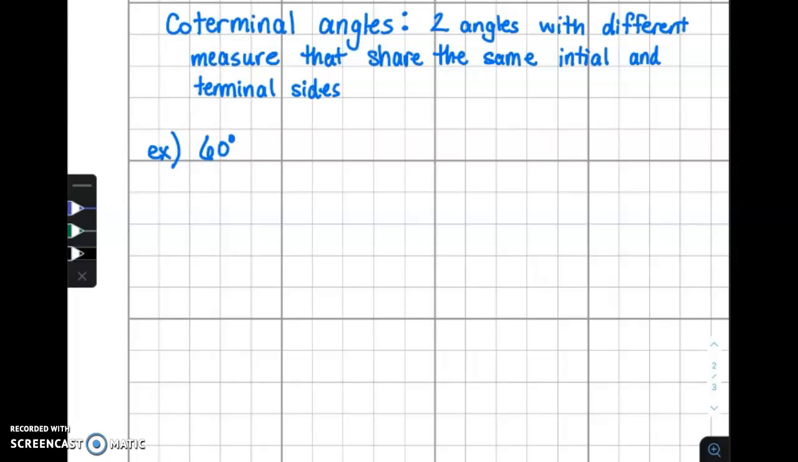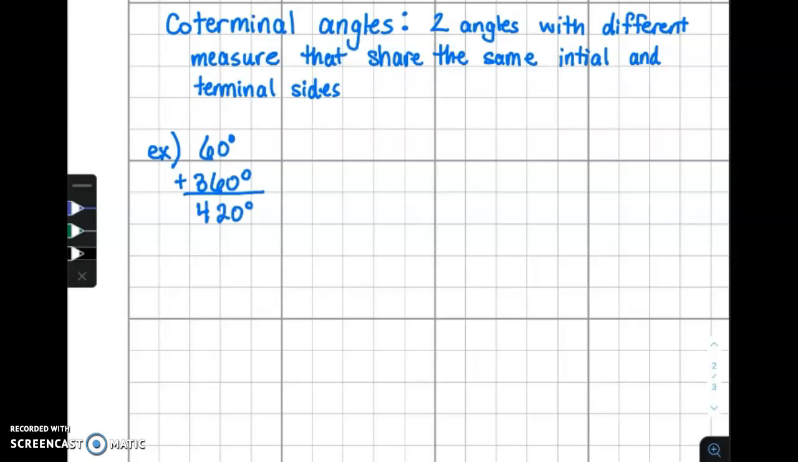If I want to have a positive coterminal angle to that, I can add 360 degrees, which is one full circle of rotation, and it should land in the exact same location. So if I add 360 degrees, I get 420 degrees.